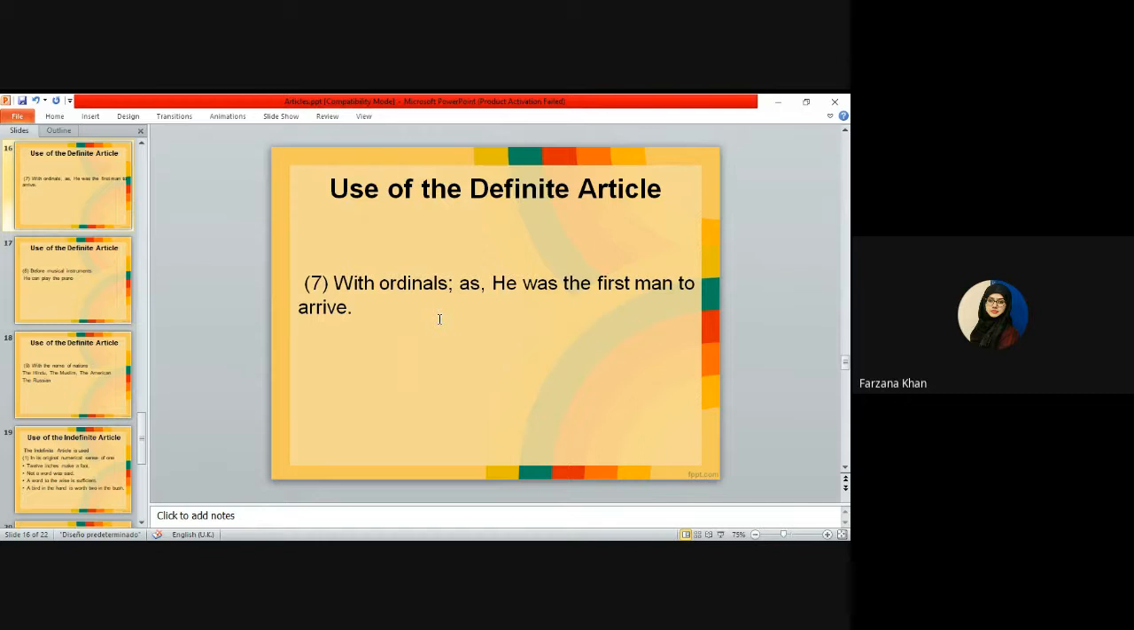The first man, the first book, the first man who reached the moon. So tell me the name of the first man. So first, second, third, these are ordinals. Whenever you use them in your speech or in your writing, you will always place a definite article before the ordinals.